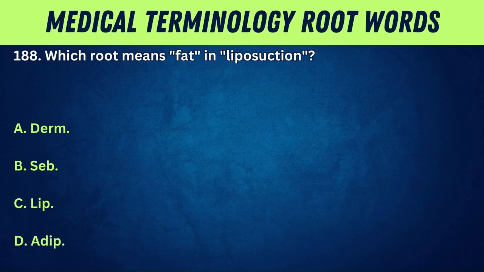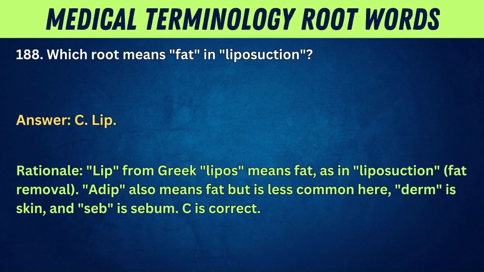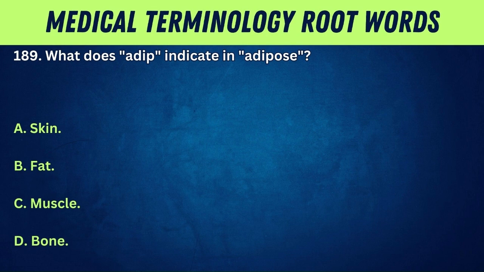188. Which root means fat in liposuction? A. Derm. B. Seb. C. Lip. D. Adip. Answer: C. Lip. Rationale: lip from Greek lipos means fat, as in liposuction, fat removal. Adip also means fat but is less common here. Derm is skin, and seb is sebum. C is correct.